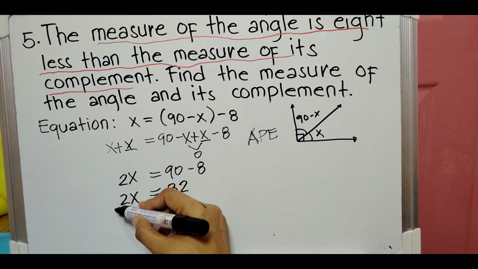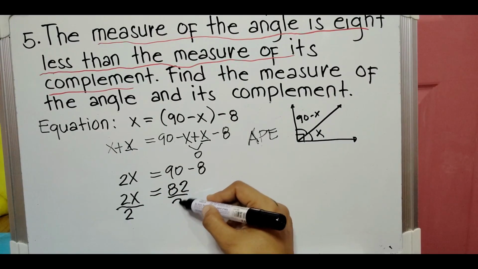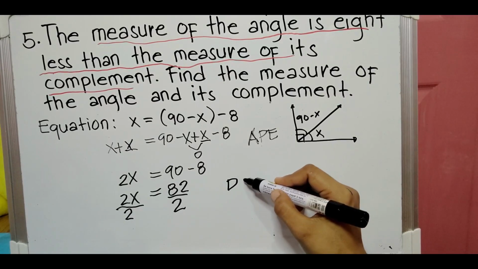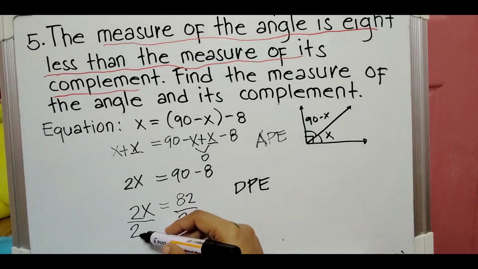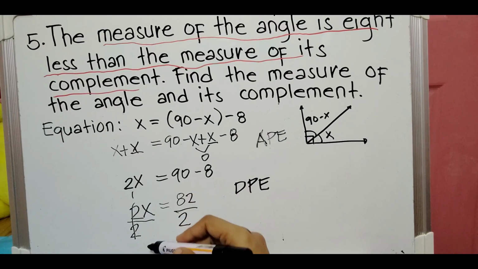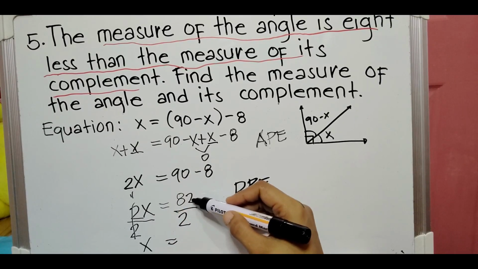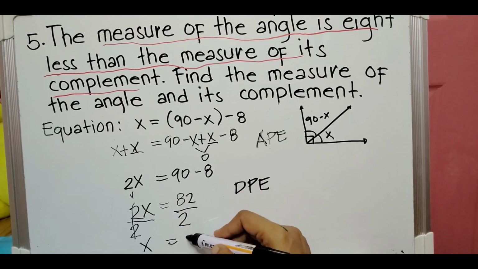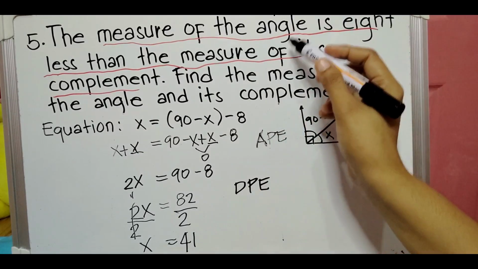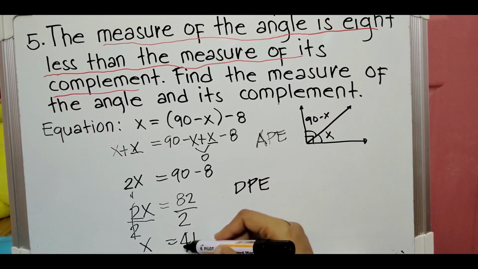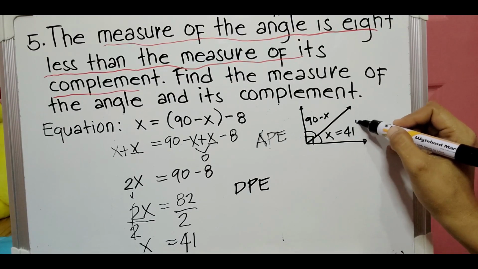To make this 1, we will divide both sides by 2. We applied the division property of equality. So 2 divided by 2 is 1, and 1 times x is x, and 82 divided by 2 is 41. So the value or the measure of the angle is 41 degrees.